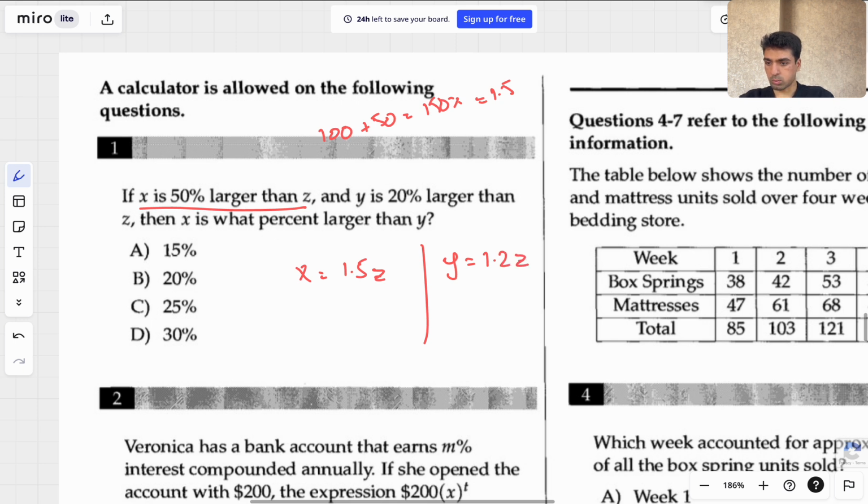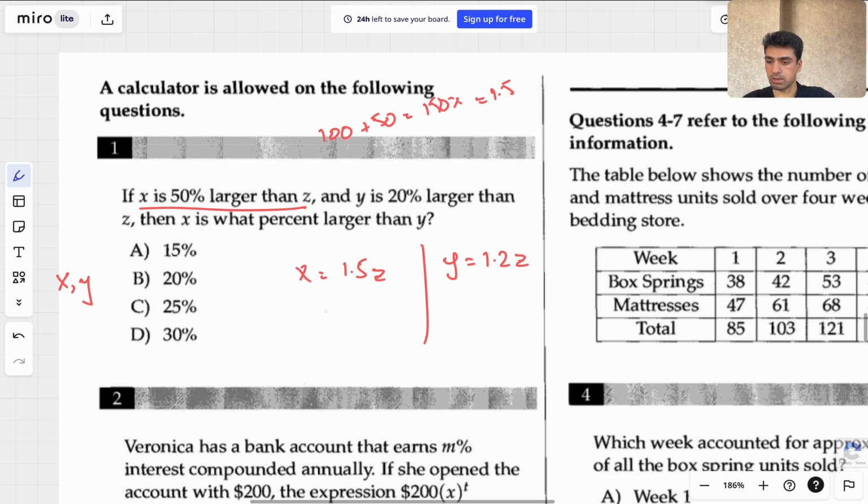It says X is what percent larger than Y. So now we're looking at just X and Y, which means we need to remove Z somehow. We need to eliminate Z. To do that, we could, for example, divide both of them. In that case, the Z would cancel. So we can say, for example, we can divide this.